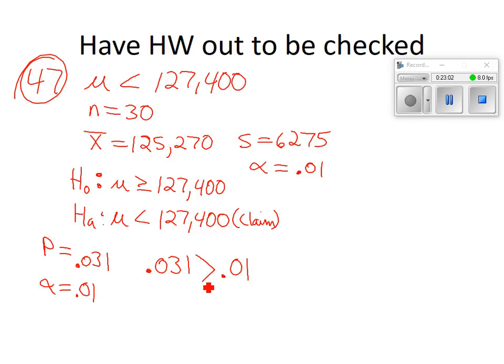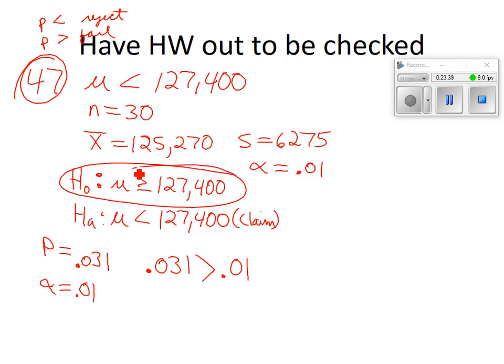It's greater than. And we said last time, and every time I'm doing these kind of problems, the first thing I write on my paper: P is less than, we do what? Reject. If P is greater than, we fail to reject. So P less than, reject. P greater than, fail to reject. So this time, can we reject it or fail to reject it? Fail to reject it. So we fail to reject that claim right there.